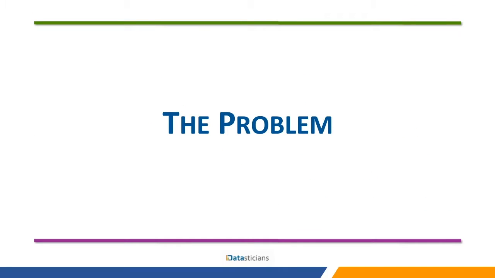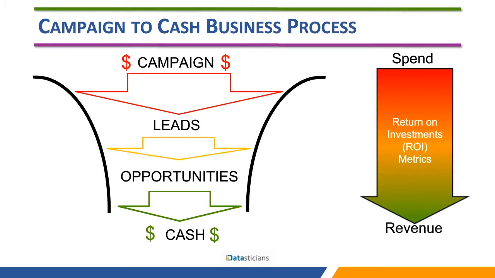Okay, so let's move into the actual situation with the campaign to cash solution and the problem statement that actually happens in customers and potential situations. So typically a business process around marketing campaigns moving into some sort of cash on the other end of the business process, there's a number of steps that happen in the middle.